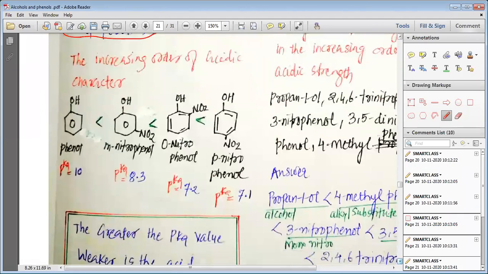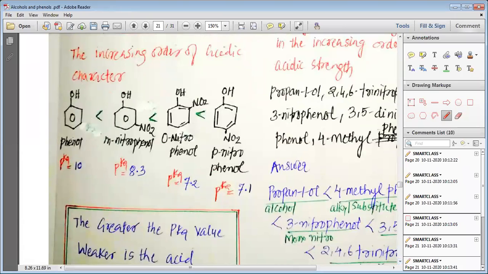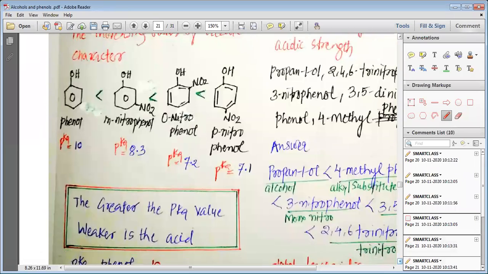To understand the same, let us look at some examples. If we take phenol, metanitrophenol, orthonitrophenol, and paranitrophenol, we would come to know, my dear students, that paranitrophenol is maximum acidic and phenol is the least acidic among all these four. And if we arrange them into the increasing order of their acidic character, we realize that phenol is less acidic than metanitrophenol. Metanitrophenol is less acidic than orthonitrophenol, and orthonitrophenol is less acidic than the paranitrophenol.